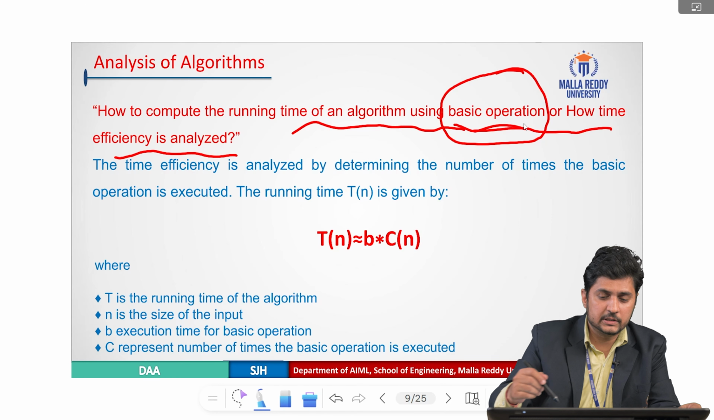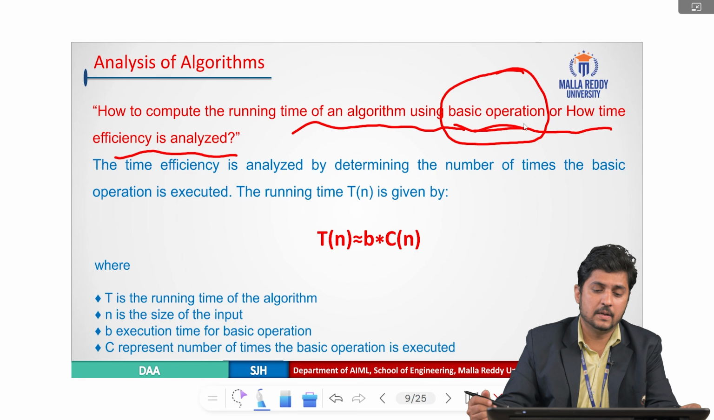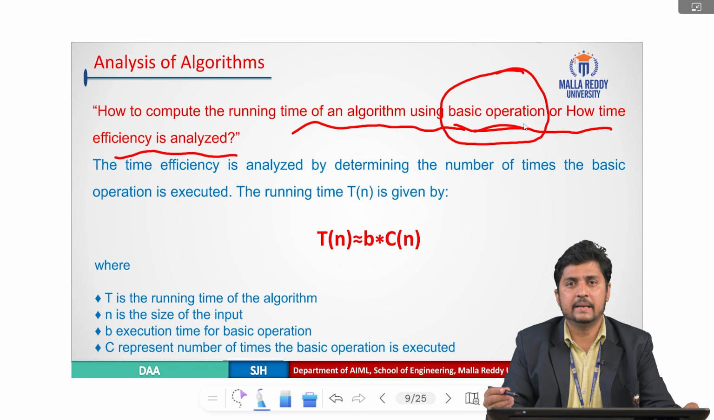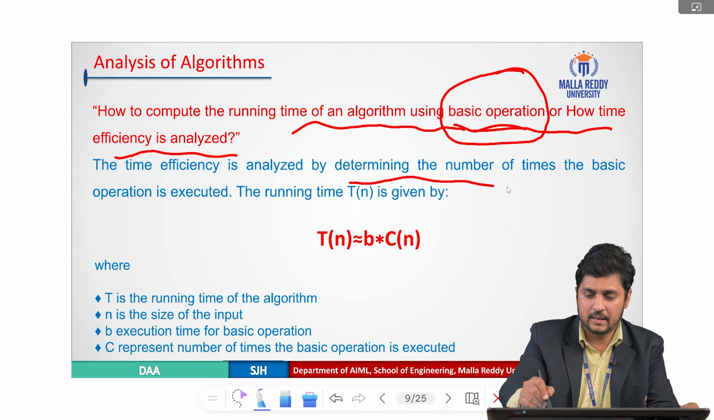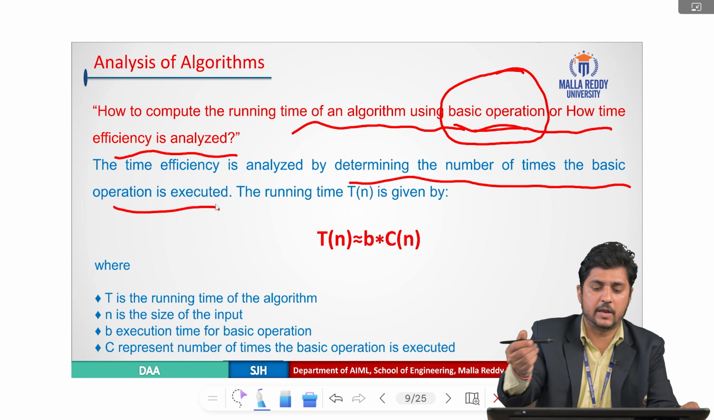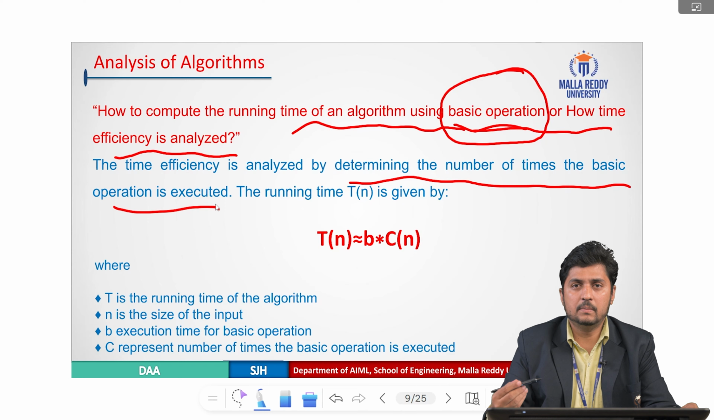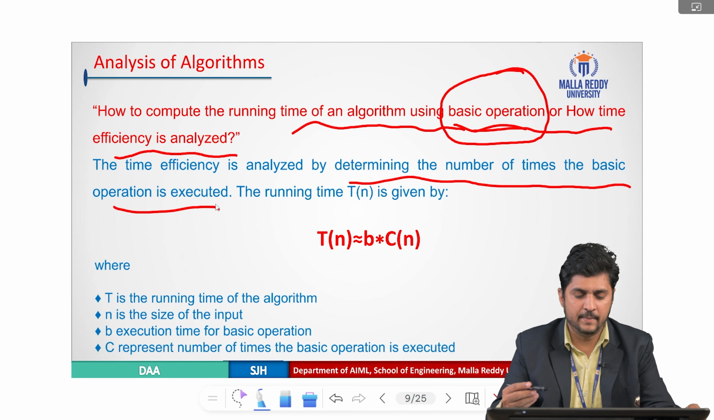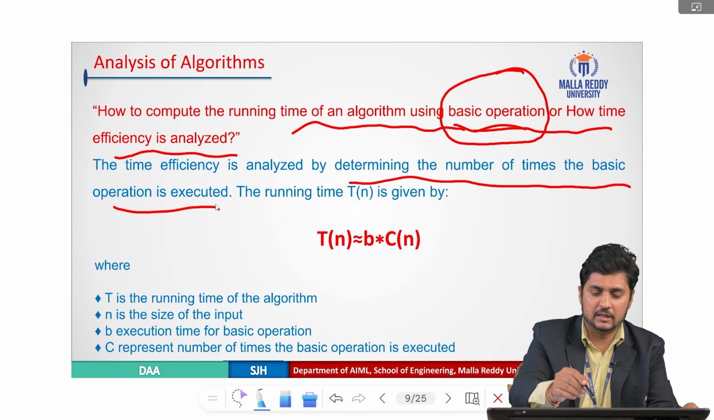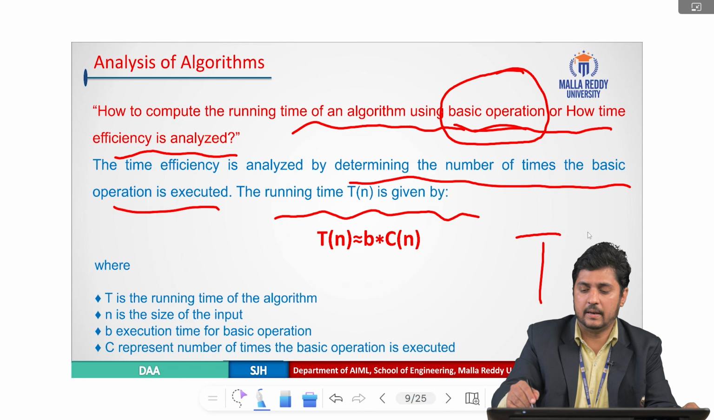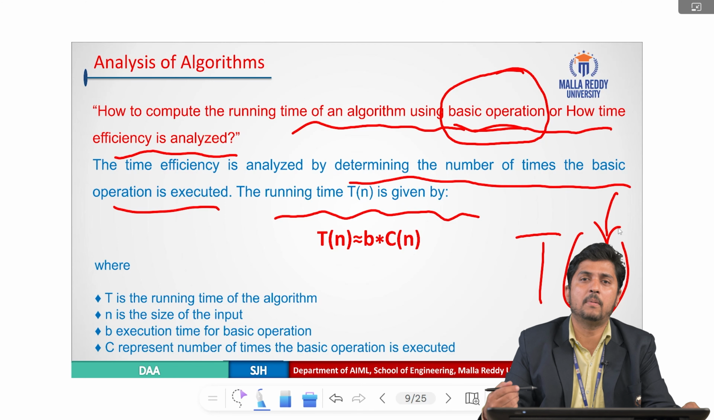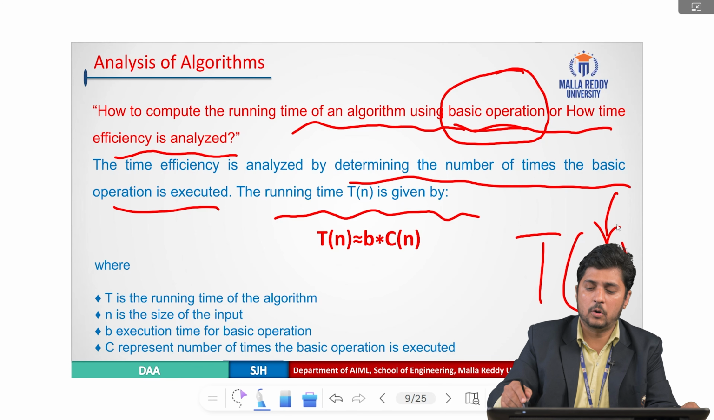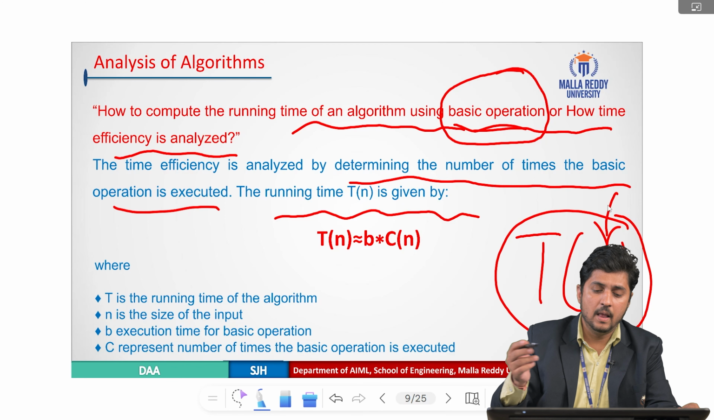Now coming to how time efficiency is analyzed. For any algorithm, the time efficiency can be analyzed by determining the number of times the basic operation is executed. That means for any algorithm, how much time is consumed by our basic operation. Based on that, we analyze the time consumed by our algorithm, and the running time will be written as T of n. Here T is time and n represents the size or the number of inputs for that particular problem.